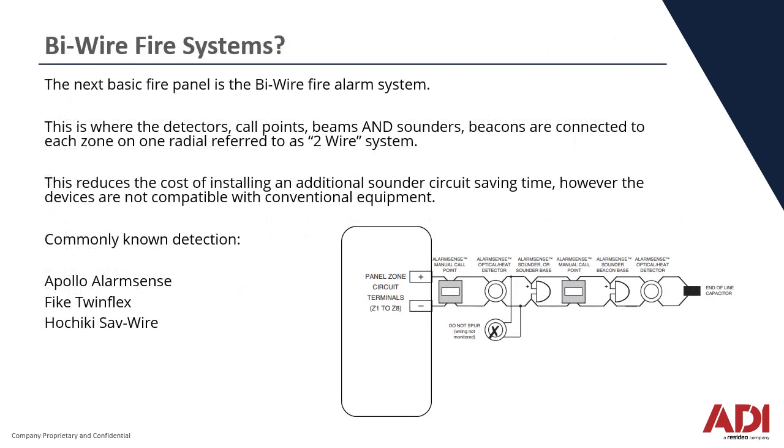Next up is by-wire fire systems. Another cheaper but smaller option is the by-wire fire alarm system. This is where the detectors, call points, beams and sounders, beacons are connected to each zone on one radial, referred to as a two-wire system. This reduces the cost of installing an additional sounder circuit, saving time. However, the devices are not compatible with conventional equipment. Commonly known detection and equipment is Apollo Alarm Sense, Fike Twin Flex and Savwire.